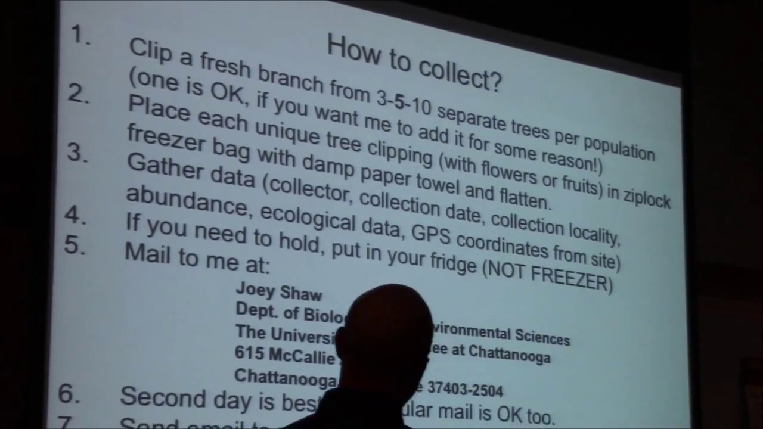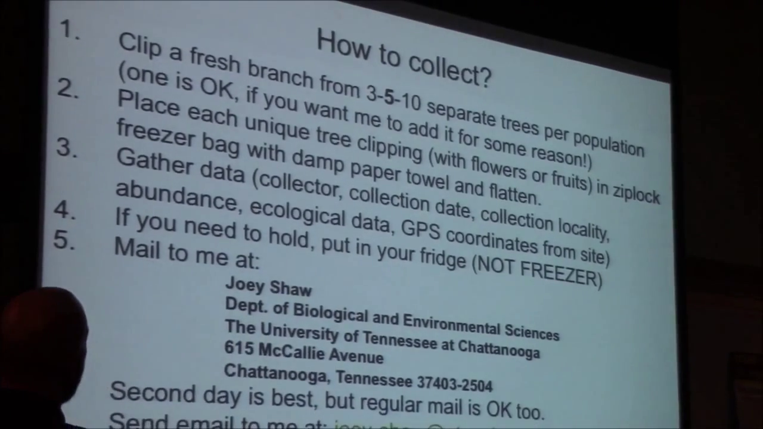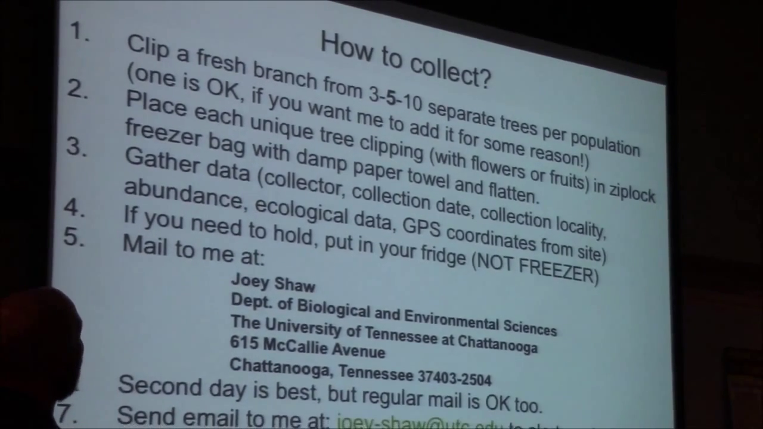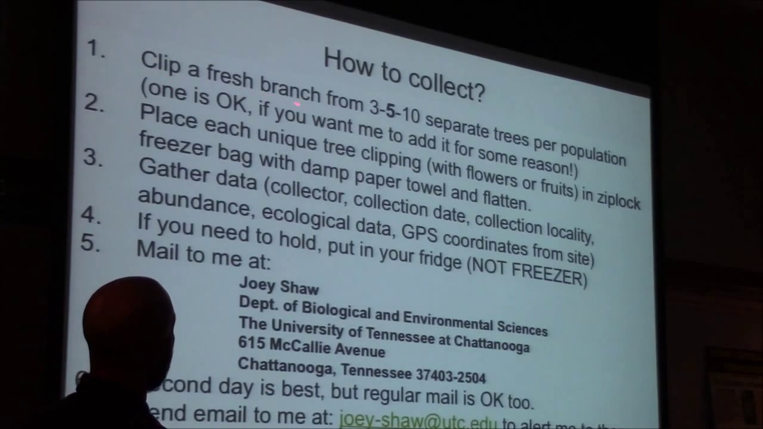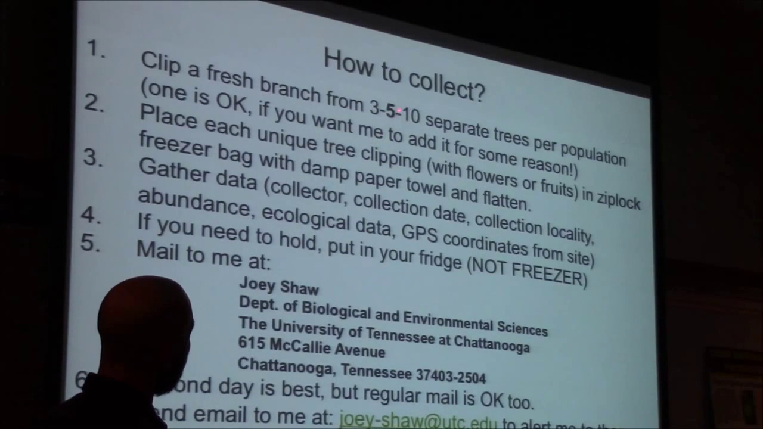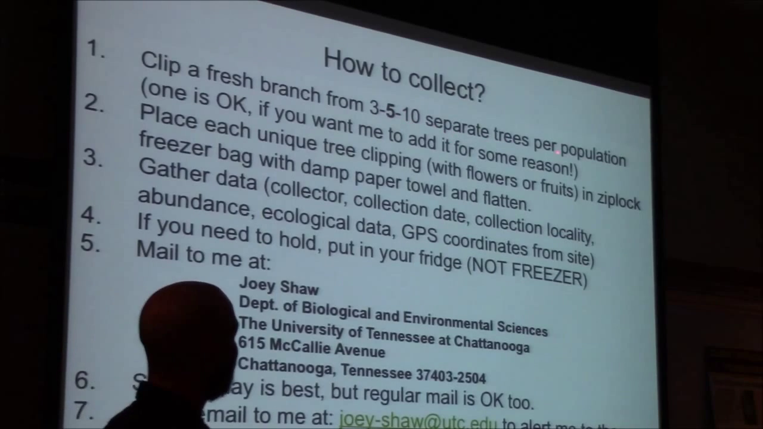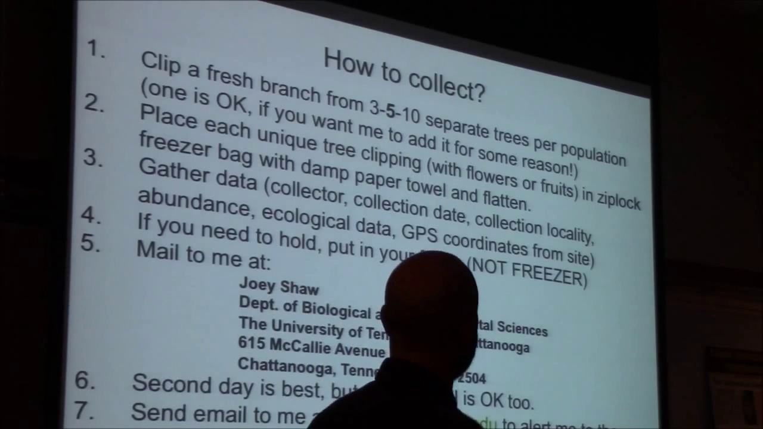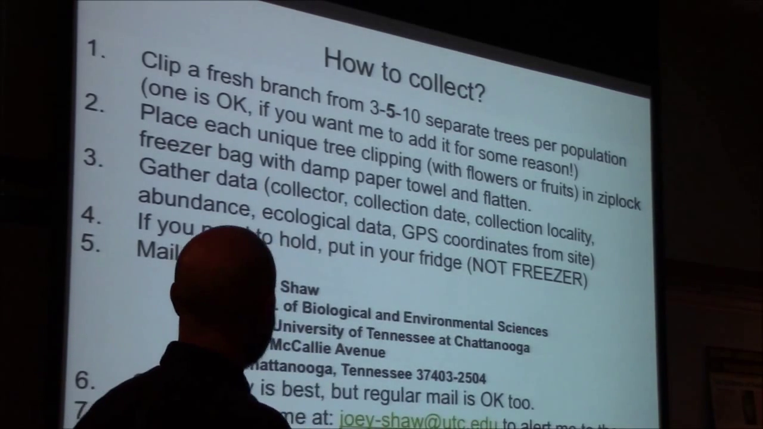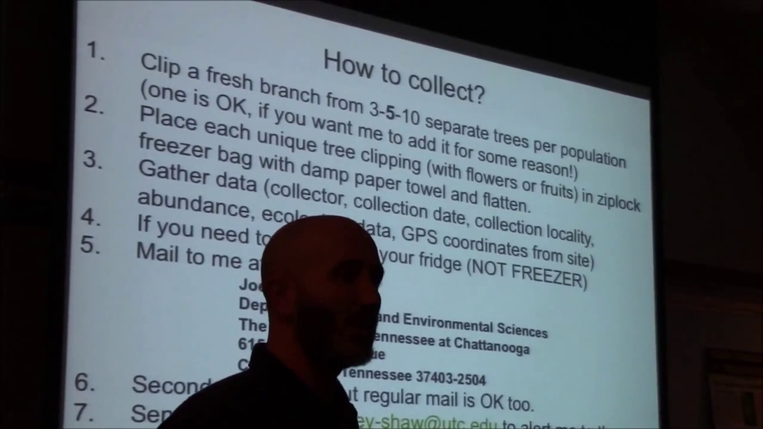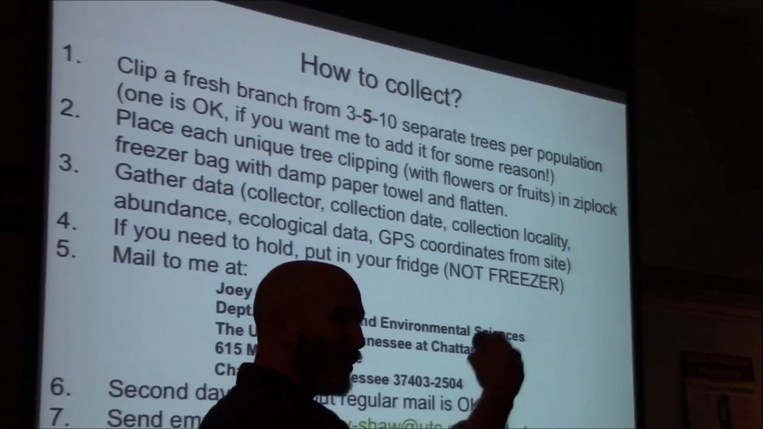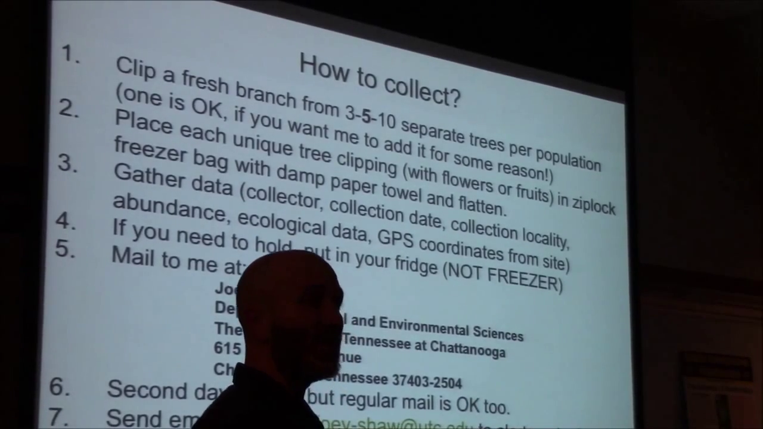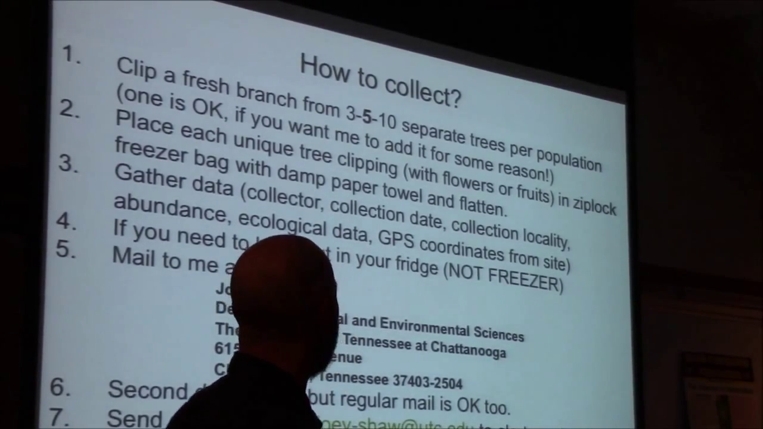And so with that, I'll go through this. Here's an overview really quickly, and then I'll leave this slide up. What should we collect? Well, let's try to clip a fresh branch from 3 to 5, up to 10 separate individuals, separate trees per population. Again, one is okay if you want me to throw it into the mix. I'm cool with that, especially if there's only one in the area, or if it's a unique tree that you just want to test and throw in.